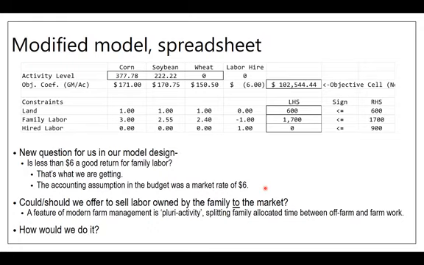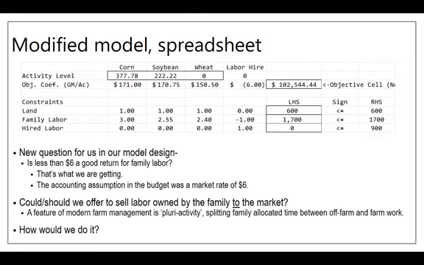So the new question for us in model design is: is less than $6 a good return for our family labor? That's what we're getting. We don't know the exact number, but we know it's less than that. The accounting assumption in the budget was a market rate of $6, so we're not even making good on that amount. When that budget information said assume a $6 charge, that's how we costed our family labor inside of the budget, which gave us the lower activity coefficient here, 153, right?